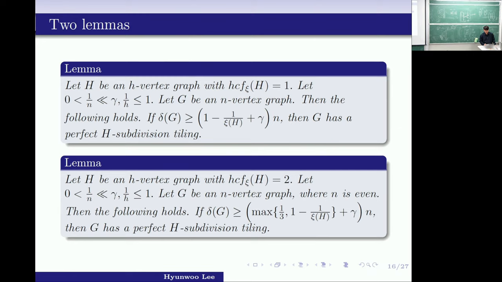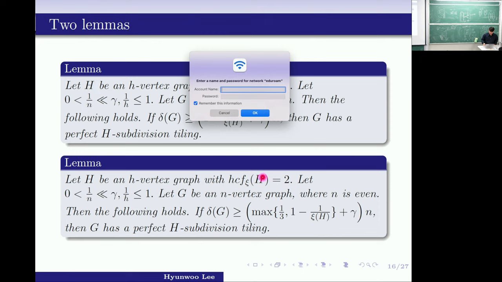Now, combining the lower bound cases and the general upper bound, to prove our two main theorems, it suffices to prove these two lemmas. When H has type one, if the minimum degree is roughly this, then G has a perfect subdivision tiling, and when H has type two, this shows that this is actually the exact minimum degree threshold.